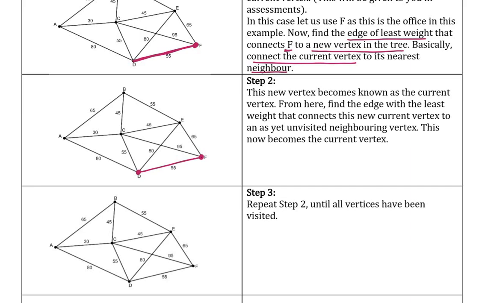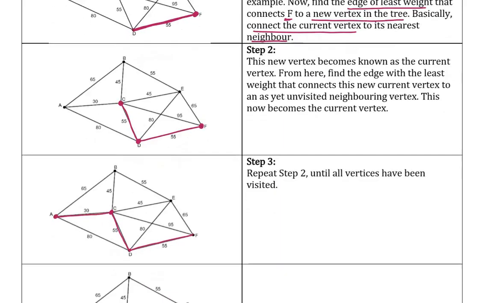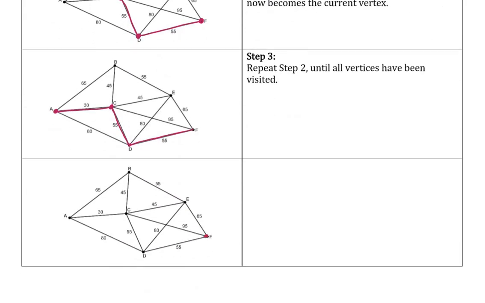So the closest neighbor to D is now C. Okay, now C is the current vertex. So far I've got F to D, D to C. Now who's the closest neighbor to C? The nearest neighbor would be A. And so basically you make this worm as you go. So F to D, to C, to A. Now who's the nearest neighbor to A?